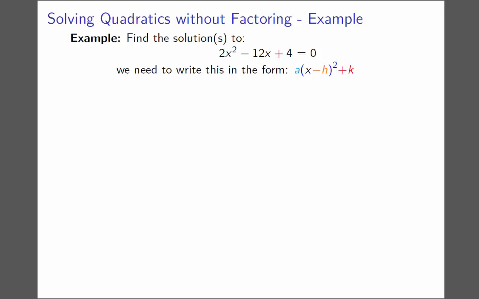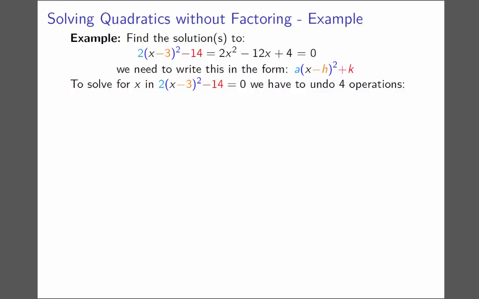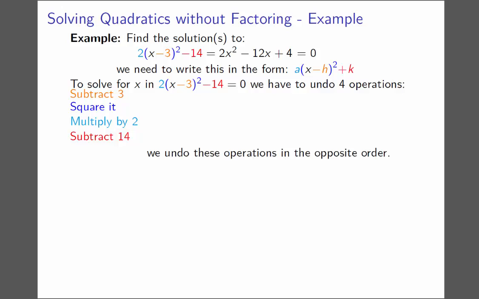So we can now write 2x squared minus 12x plus 4 as 2 times (x minus 3) squared minus 14. And now that we've written it that way, we can solve it for x by undoing 4 operations. The first thing that happens to x is we subtract 3. Next, we square it. After that, we multiply by 2, and finally we subtract 14. So like we learned from Frog and Toad, to undo these operations, we want to do it in the opposite order.